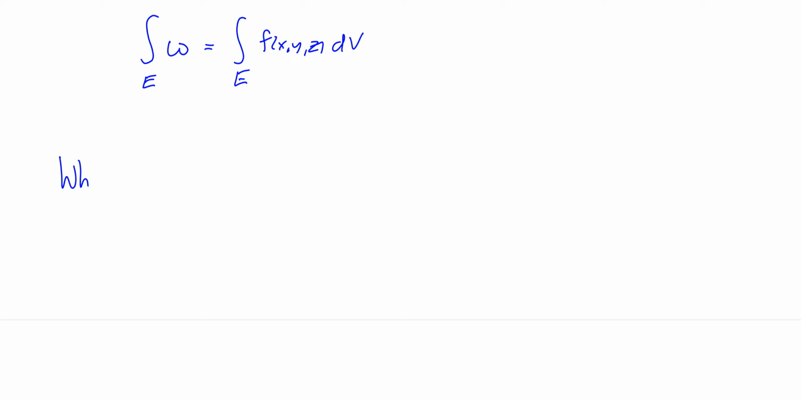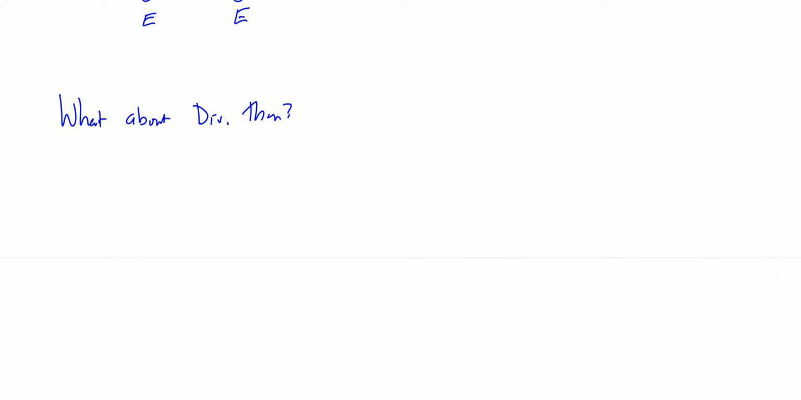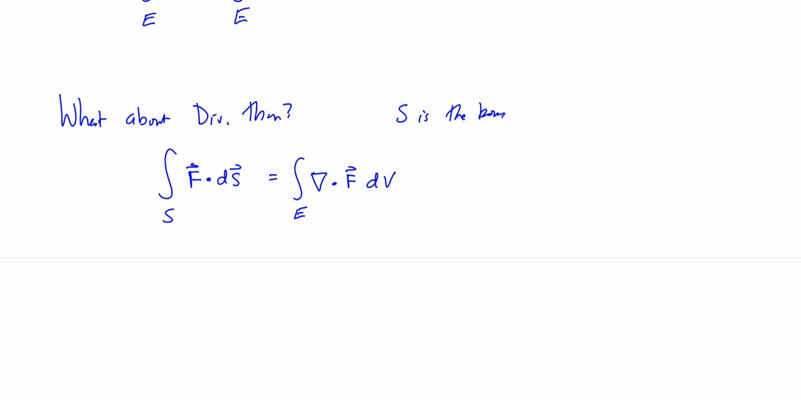So what about the divergence theorem? The last thing we saw in terms of our major theorems. Remember what that said was that if I integrate a vector field over a surface S that's a closed surface, this is the same as the integral over the region E of the divergence of F dV, where S is the boundary of the closed region E with outward orientation. So that was our divergence theorem.